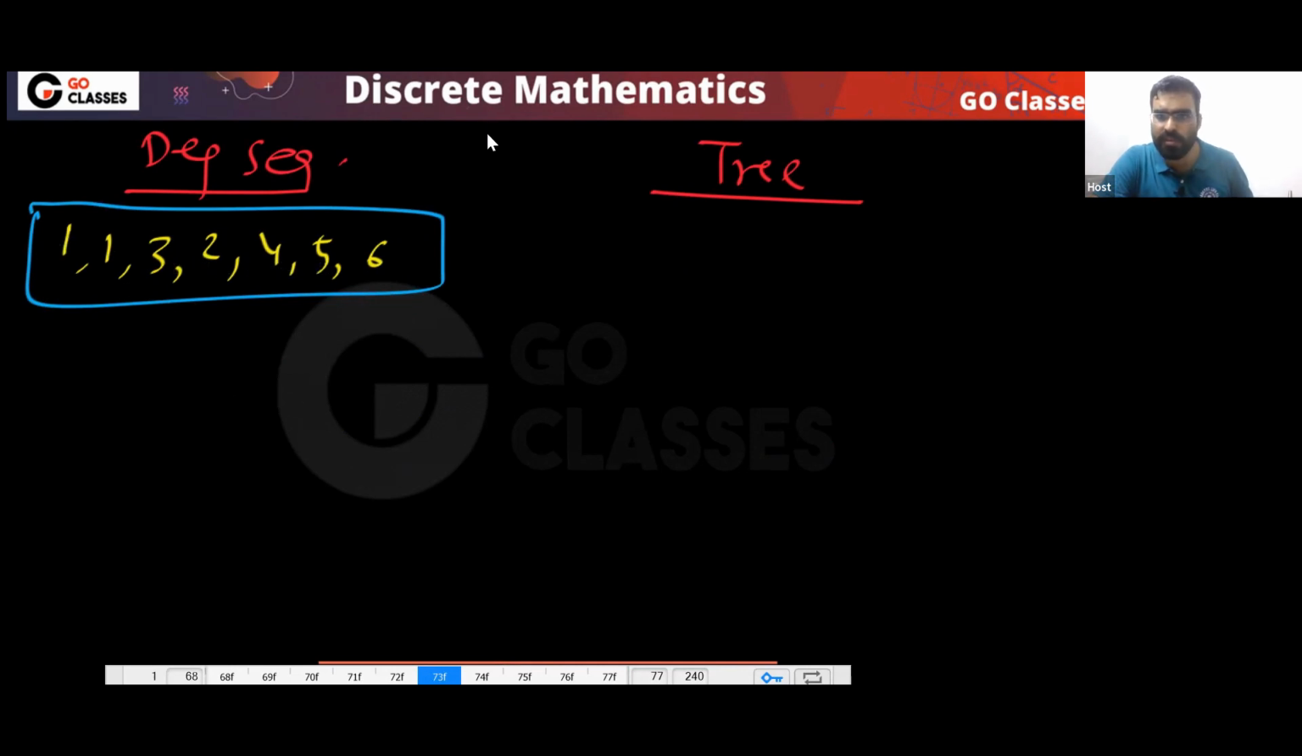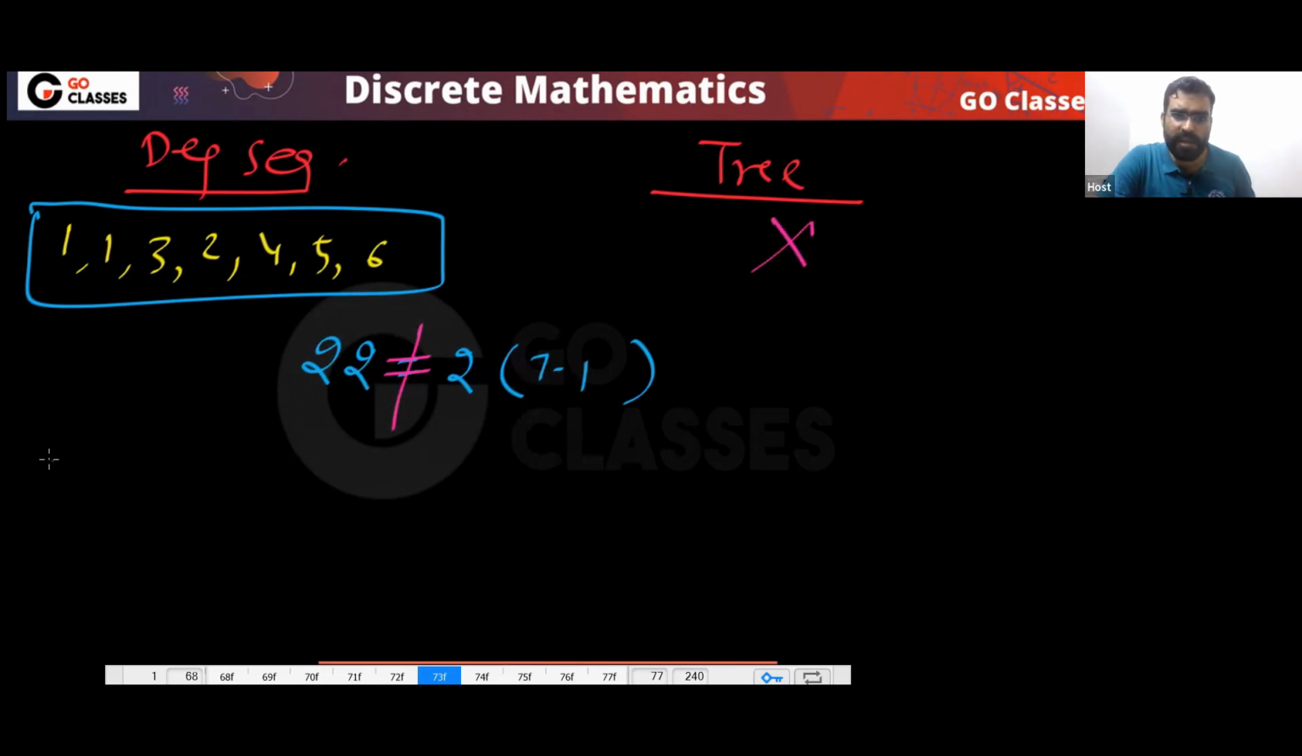So what is the total degree? That is 22. Okay. Next. So total degree is equal to twice into n minus 1. What is n? n is 7. 7 minus 1. Is this correct? No, this is not correct. So no tree exists. Tree does not exist.